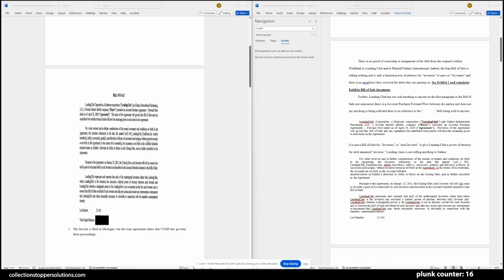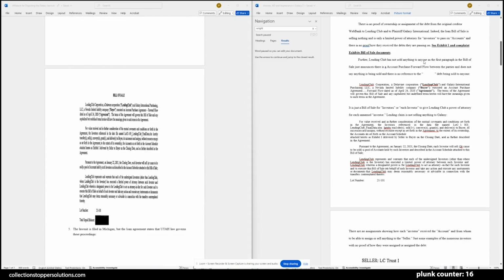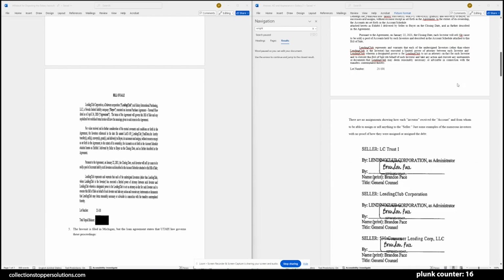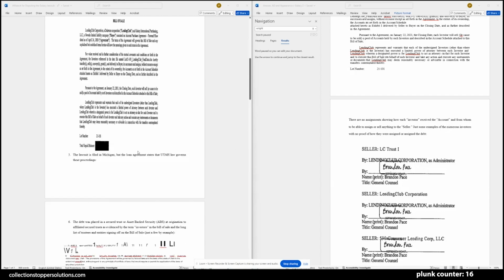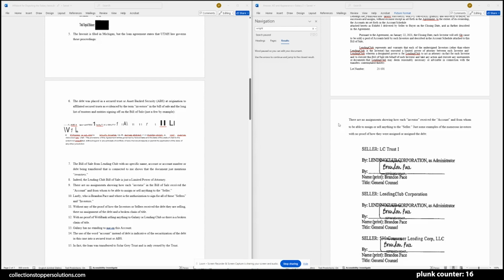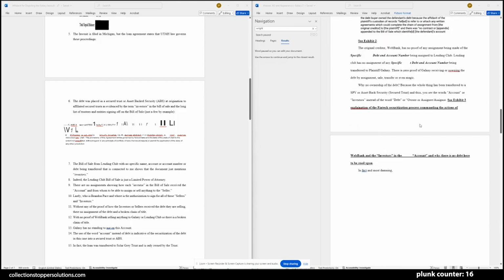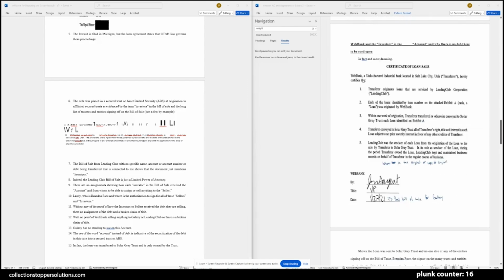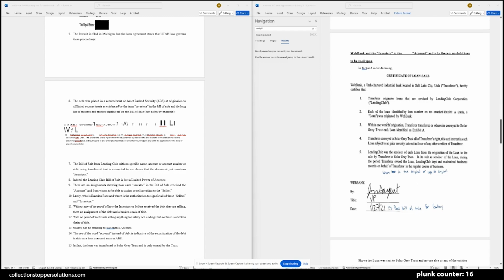And you can see there's a mention of a bill of sale, the Lending Club. Boom, right there. The Lending Club has not sold anything to anyone. You remember we talked about that. There are no assignments showing how each investor received the account. We talked about that. It was placed into a secure trust or asset-backed security. Really, was it? Yes. How do we know? Because their documents say within a week of WebBank giving the money and contracting with the client, it was all transferred by WebBank to Solar Gray Trust.